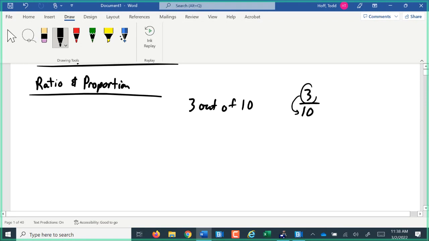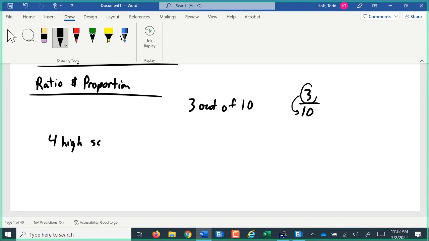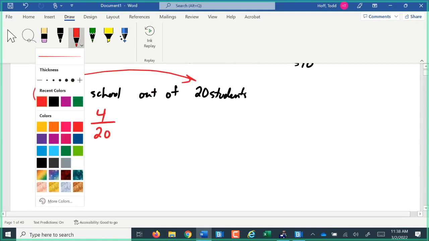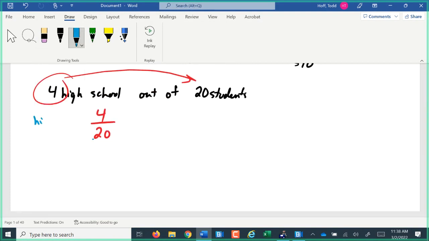Let's say we want to know those. In one of my other classes, I have 4 high school students out of a class with a total of 20 students. That gives us a ratio of 4 out of 20, but the 4 is included in the 20. If I were to label this, of course, this would be high school students.